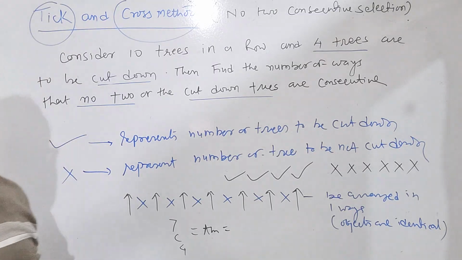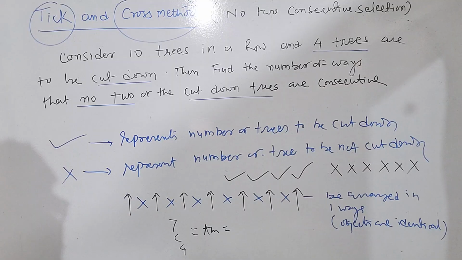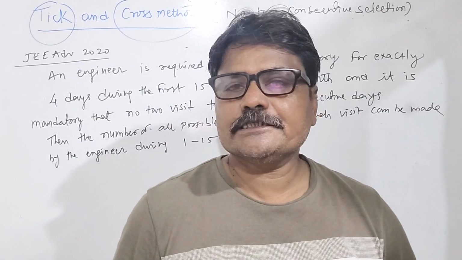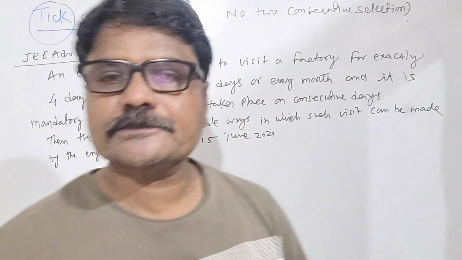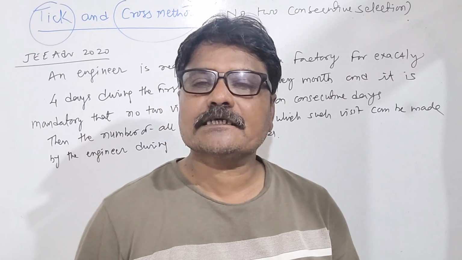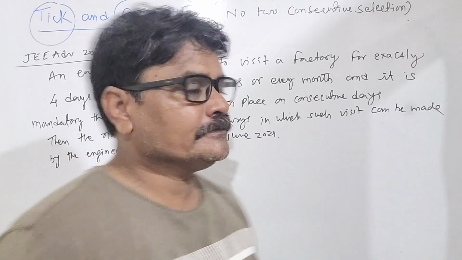So this is the tick and cross method. I hope that you people understand this. We will solve one more problem, a JEE Advanced problem. Now look at this JEE Advanced 2020 problem on this particular concept. The concept is the selection of objects such that no two objects are consecutive, correct? And we will use the tick and cross method.